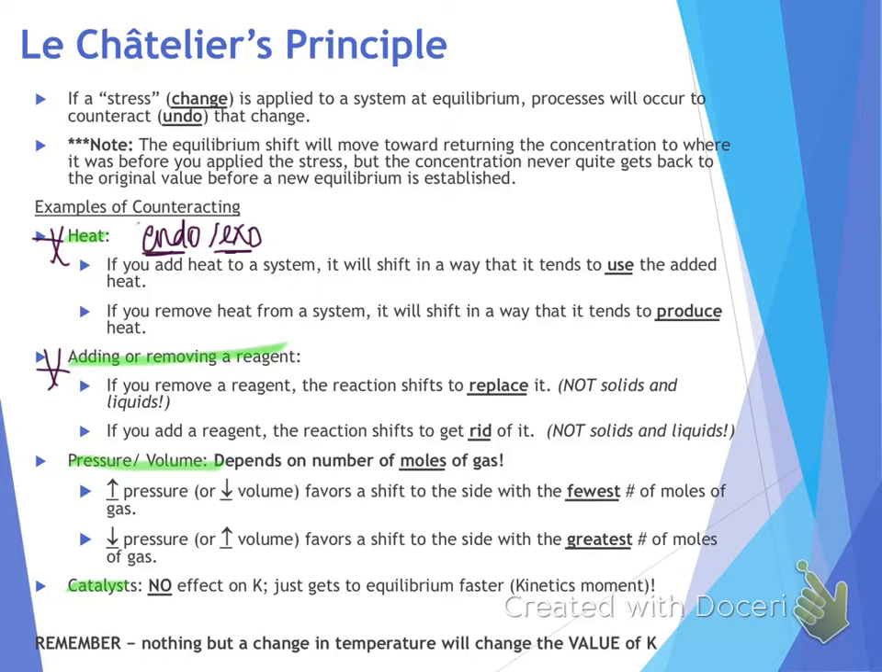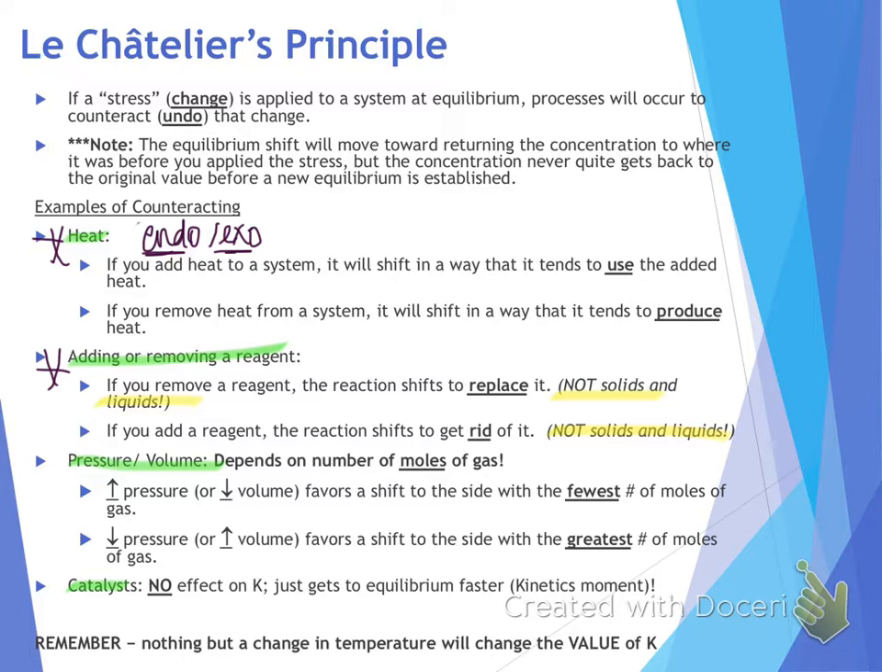One other thing with adding or removing a reactant, if you add or remove a solid or liquid reactant, there is no effect on the equilibrium. Solids and liquids are not included in that equilibrium constant expression. They do not affect equilibrium. However, if you have a shift due to another stress, you can still produce more of that solid in your shift or use some of it up in that shift. But changing the amount of a solid or liquid is not a stressor.